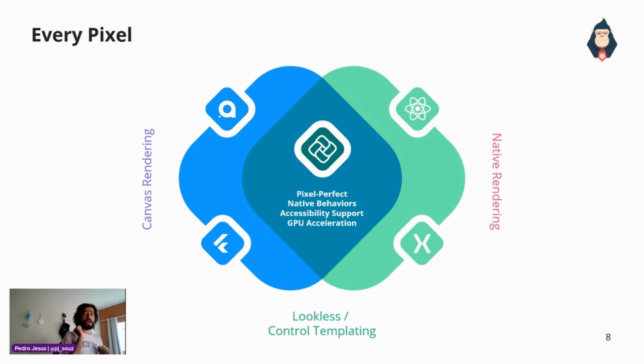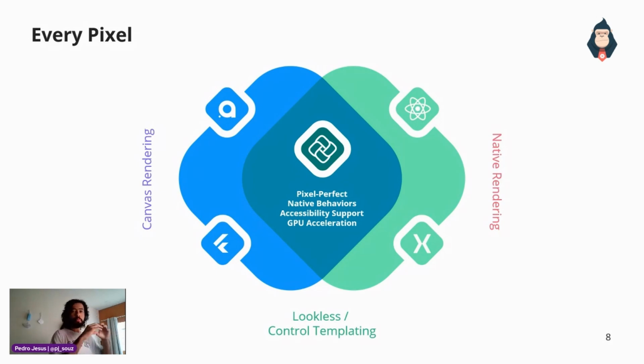So with Uno, we have a pixel perfect application because we draw the controls, but we also have the native behavior. So we draw the native controls. For example, if you want to use accessibility on your controls, you can have that, and the accessibility will look like the native one because you are using the native capabilities and the native APIs to deliver the accessibility and other features.